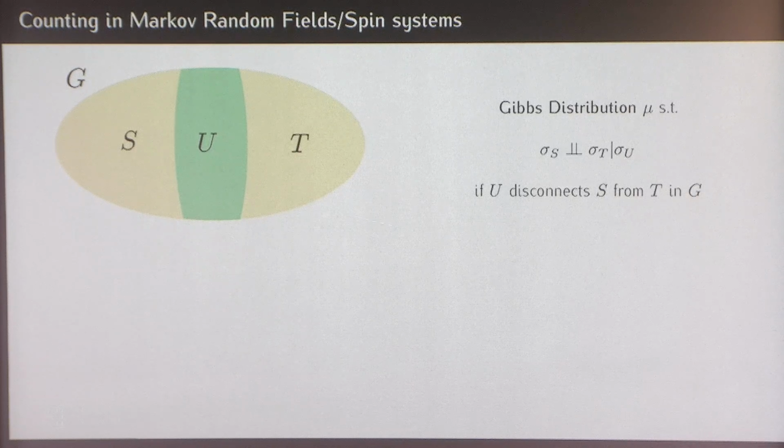And more generally, what you want is that you have some set of random variables, in this case the spins, which sit on the nodes of a graph. And you have the following property: whenever you have three sets of those random variables, S, U, and T, such that in the graph U separates S from T in terms of the graph connectivity, then the states on S are independent of the states in T conditioned on U. So the Ising model has this property. What I said earlier was just a special case of this.